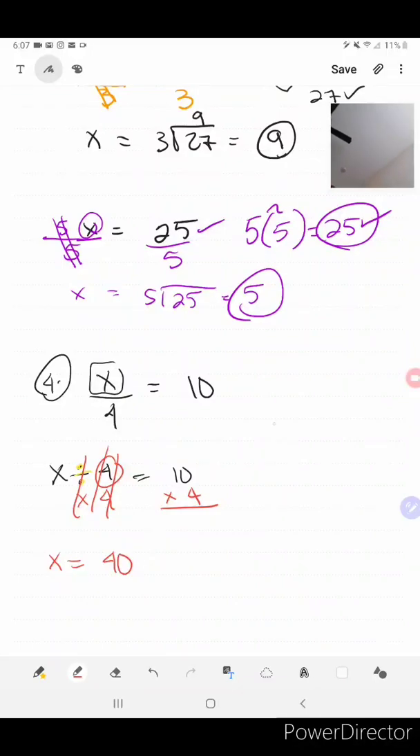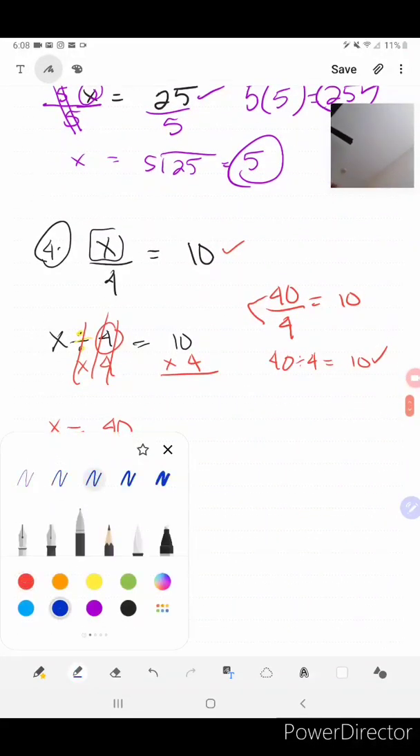How do you check your answer? If you put 40 over 4 equals 10, this means 40 divided by 4. 40 divided by 4 equals 10. So that's how you know it's right.